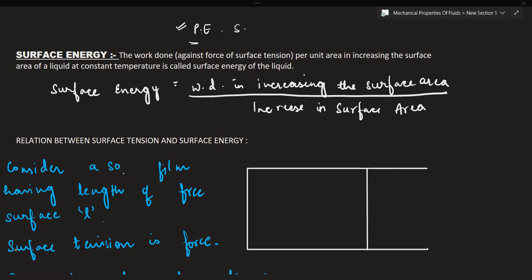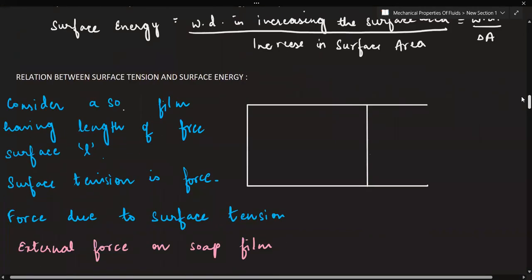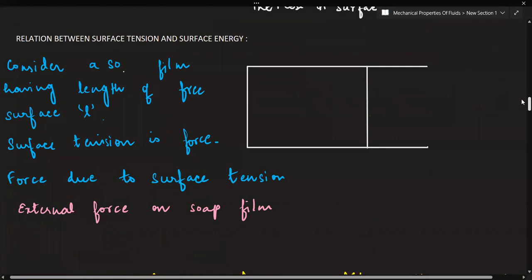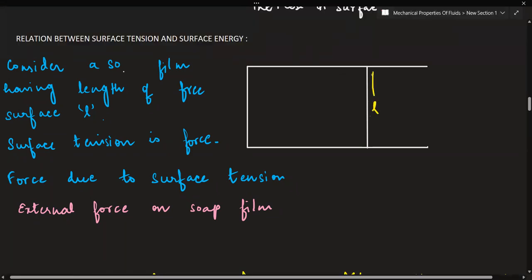All right, so the work done per increase in surface area is known as surface energy. Let's see what the relation is between surface tension and surface energy. Consider a soap film having a length of free surface L. If this is the length of the free surface, then the length will be L.